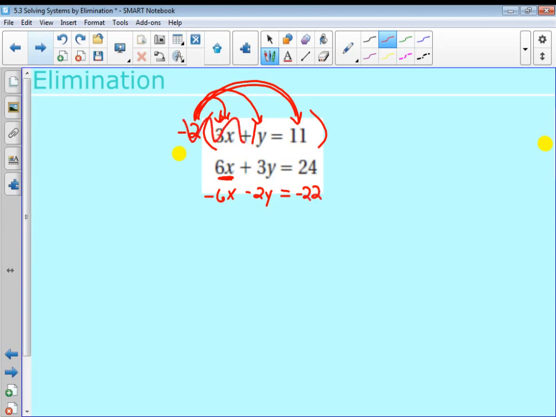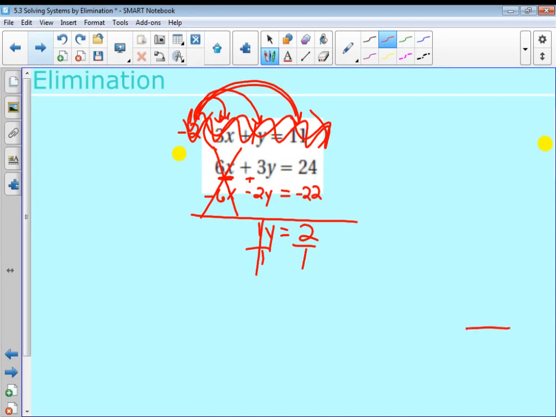Okay, so I'm done looking at this now. So I'm going to look at the two equations that I have. Here's my ones that'll cancel or are opposites, a +6 and a -6. So now I'll go through and I'll work straight down. 3 minus 2, or plus a -2, gives me 1y. 24 minus 22, or 24 plus a -22, gives me 2. Divide by 1. Divide by 1. I just found out that my y is 2 divided by 1, which is 2.